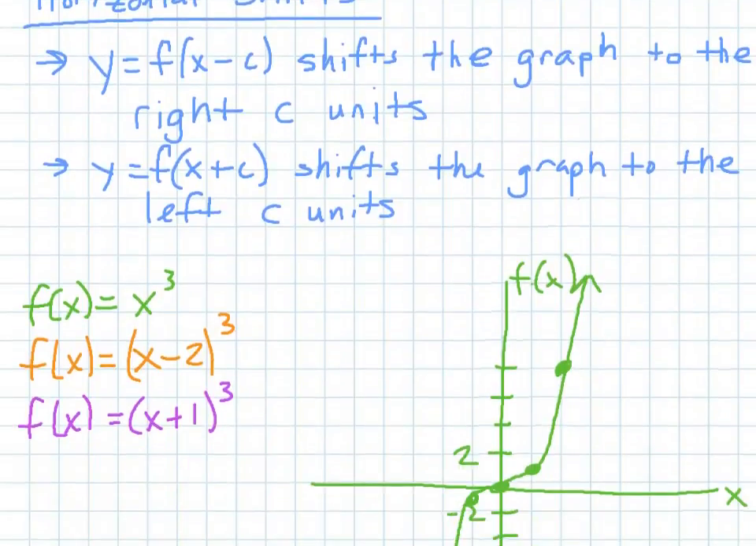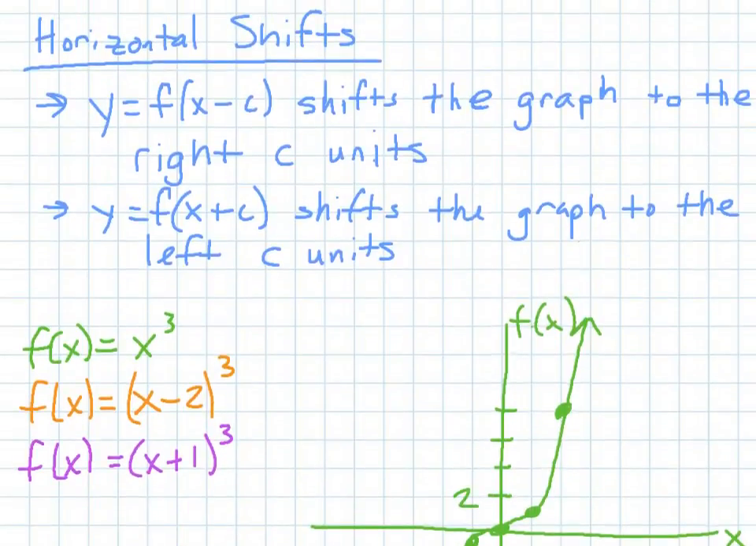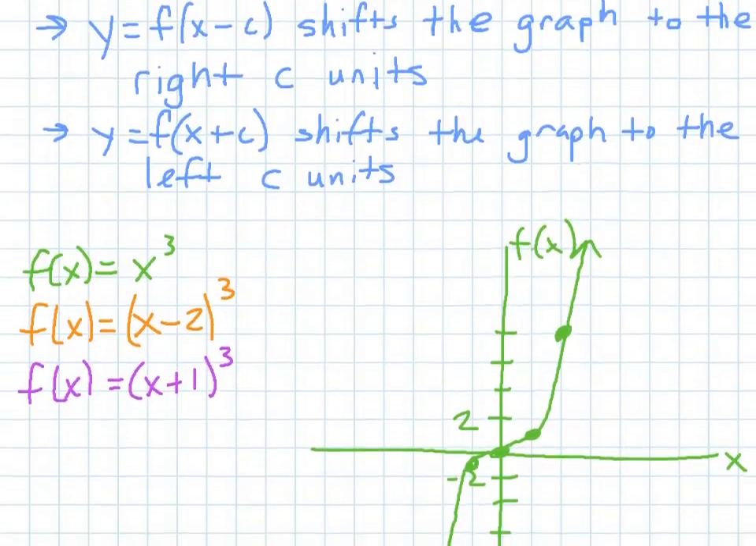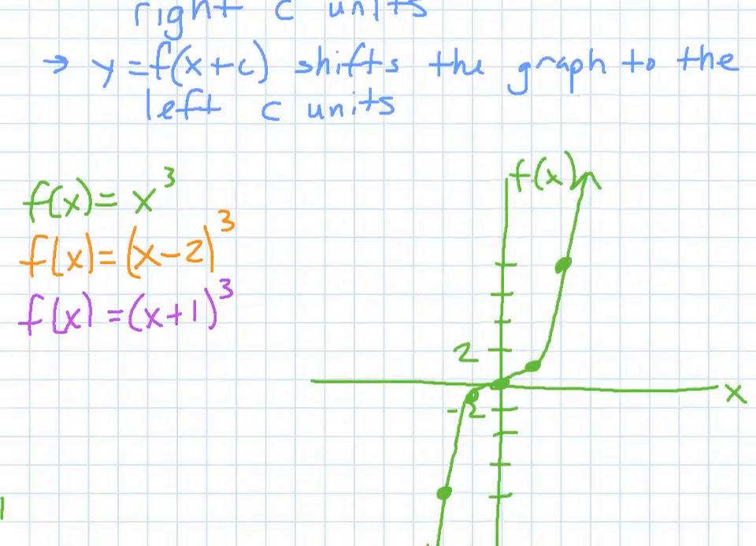Inside the function, if I subtract, that shifts my graph to the right that many units. If I add inside, that shifts my graph to the left that many units. Now the reason why it's kind of the opposite of the one above is because of what that parentheses does, or what you're doing to your function.